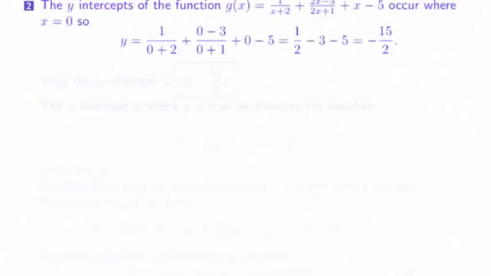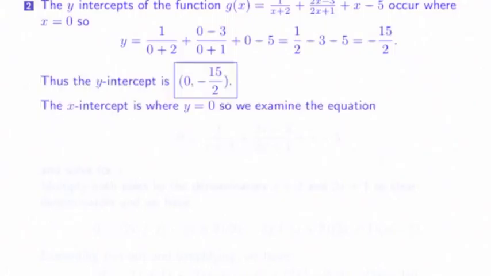Let's look at the second function, this rational function. The y-intercept of the function g of x equals this expression occurs where x is 0. So if you want the y-intercept, we replace x with 0, do the computation, work it out, and eventually we get minus 15 halves. So the y-intercept is 0 comma minus 15 halves.